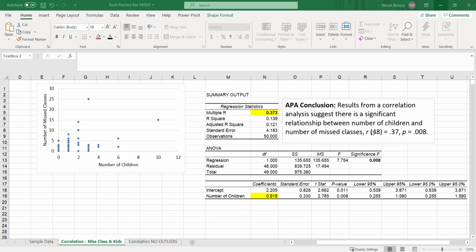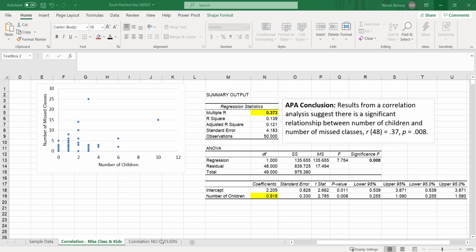Make sure you put spaces in between values and equal signs. So then a space and an equals, and then our p-value, 0.008. Your degrees of freedom should not have any decimals associated with it. Your correlation value should be rounded to the hundredths place, and your p-value should be rounded to the thousandths place.